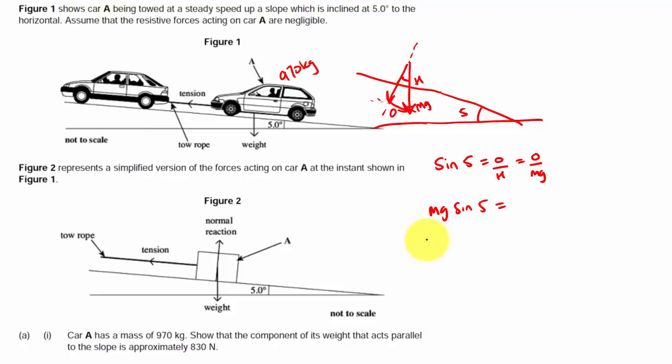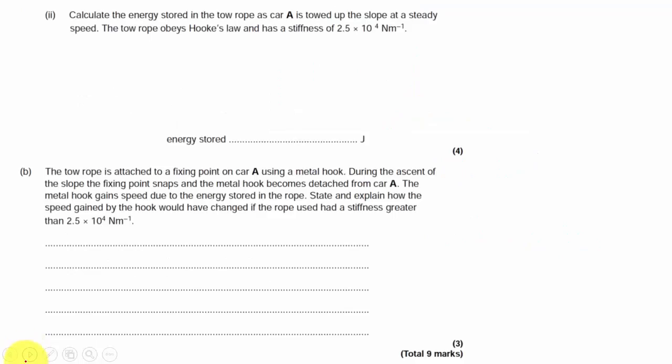So mg sine 5 is 970 multiplied by 9.81 multiplied by sine 5. And crunching the numbers, 829 newtons. So that means it's a show that question, so we were already given the answer. The examiner's giving us a helping hand there. Let's move on to the next part of the question. Again, pause the video and read ahead if you want to try the question yourself.